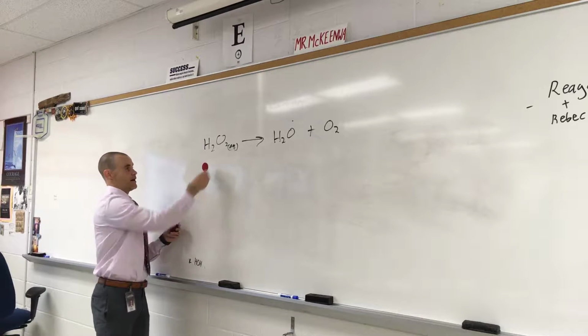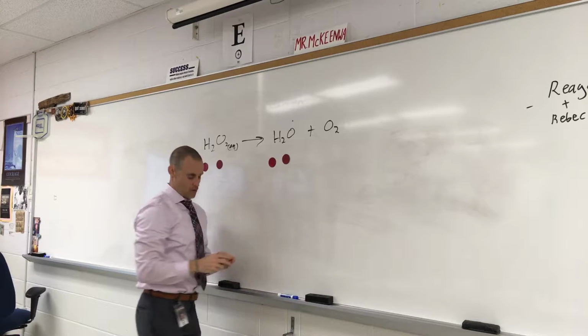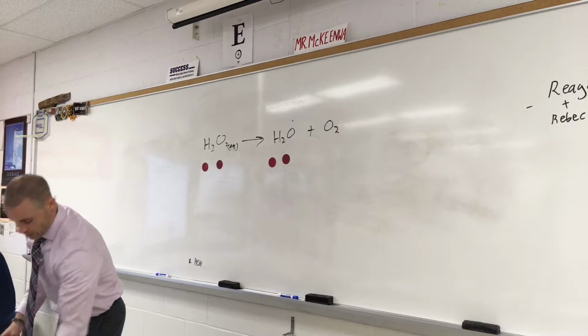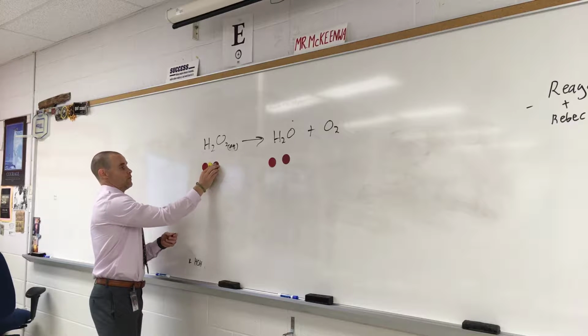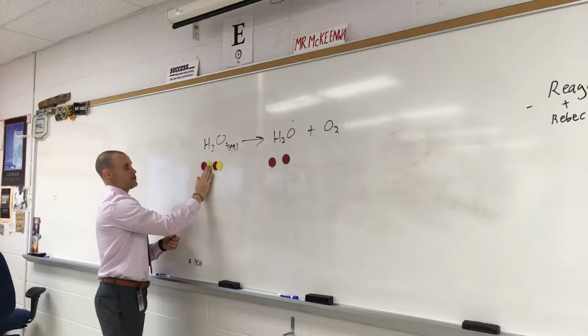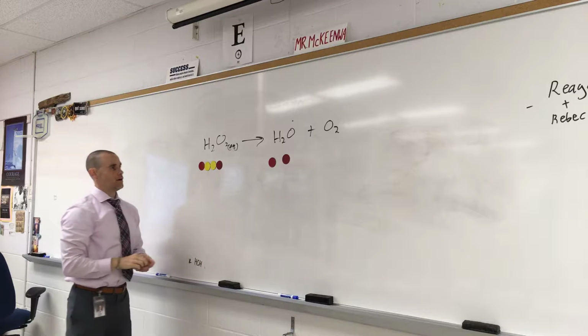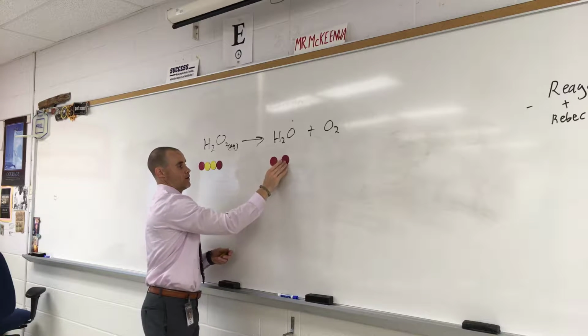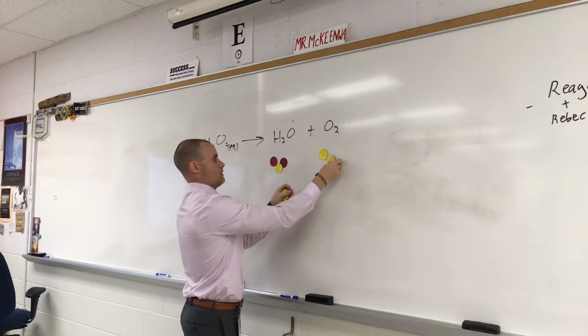So let's say that's our hydrogen. So I need 2 of those there. And we'll use yellow for the oxygen. All right, so there's H2O2. Actually, it looks like that. And then you got water here, and you got oxygen there.